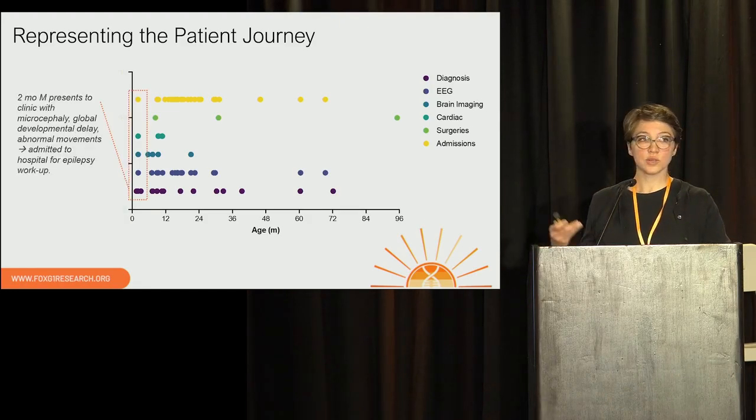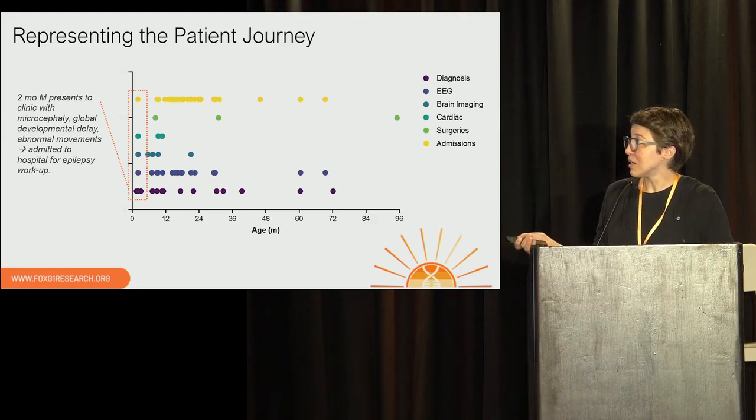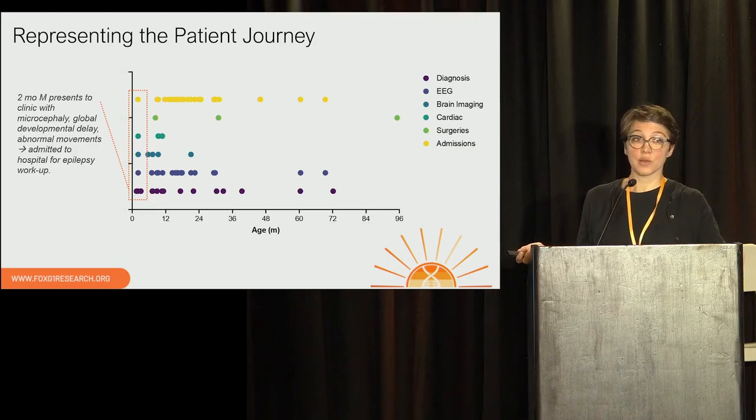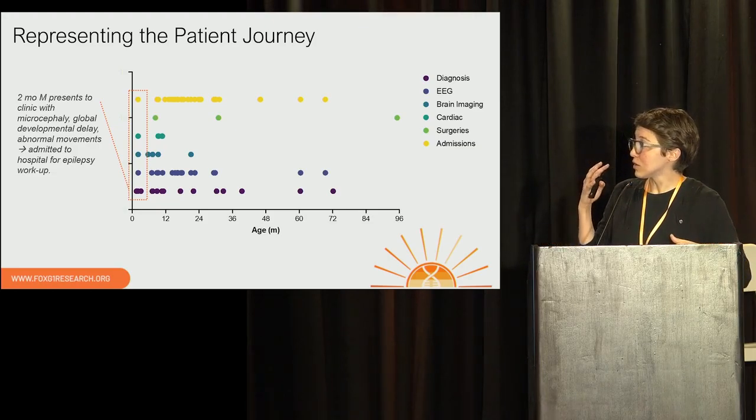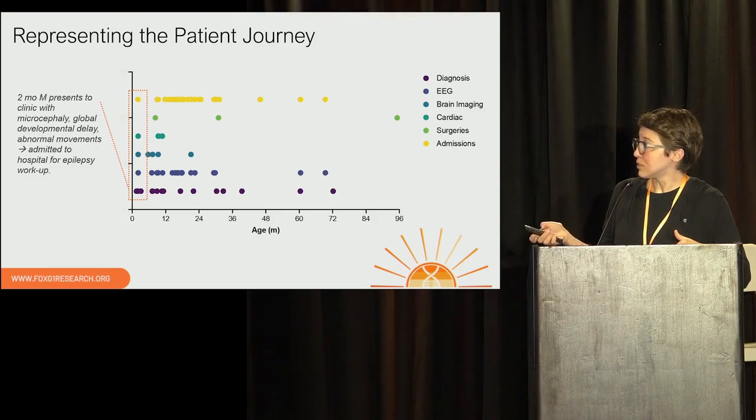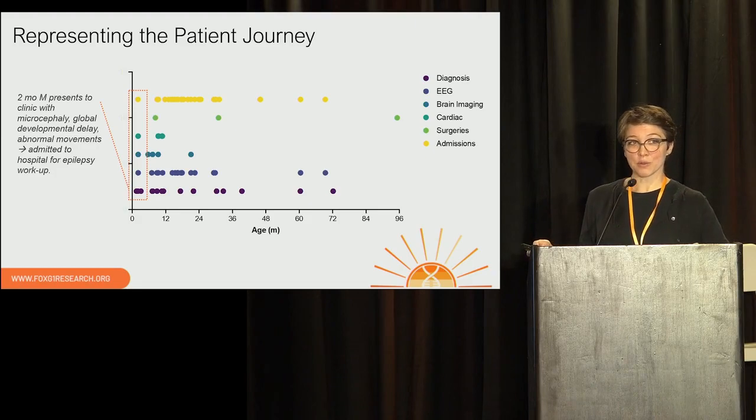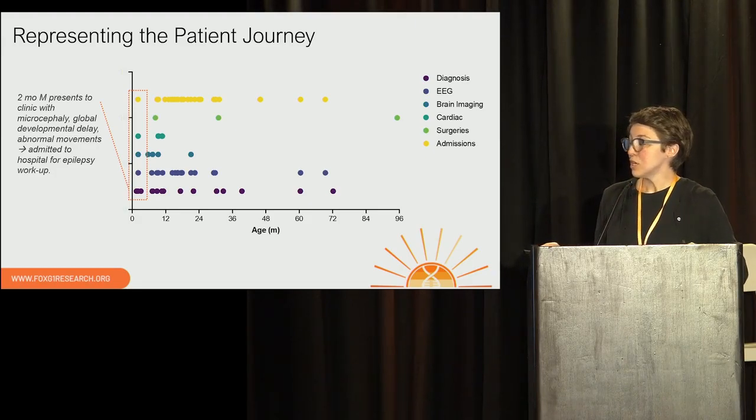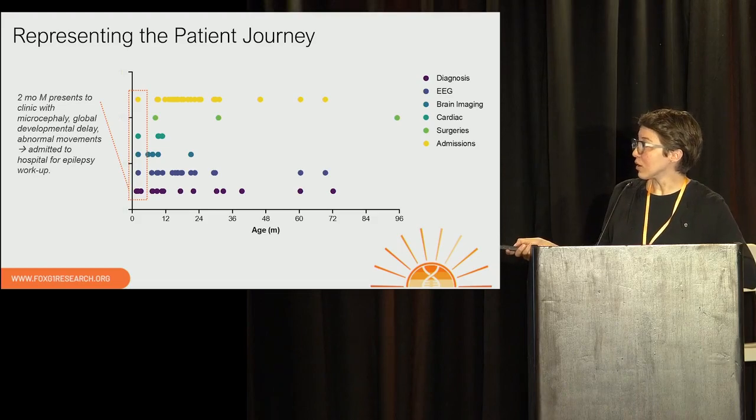We can see that we start to collect data for this participant around 2 months of age, and he is a male who presents with microcephaly, so a smaller head and brain size, global developmental delay, and abnormal movements. There is concern at this time that those abnormal movements may actually be epilepsy, so he is admitted to the hospital for a workup. We can map that to the events here where we're seeing these new diagnoses emerging. He has an EEG, imaging, some cardiac screening done, and he's also admitted to the hospital at this time.